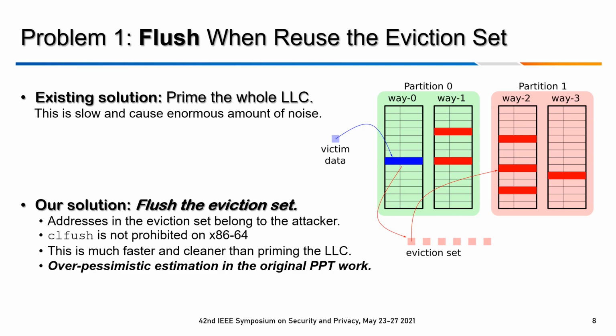No one says attackers cannot use the CLFLUSH instruction if it is available. Because the eviction set belongs to the attacker, it can be flushed by the attacker. By doing this, we can save a huge amount of LLC accesses and significantly reduce time and noise. The analysis provided in the original work of PPT is then overly pessimistic.